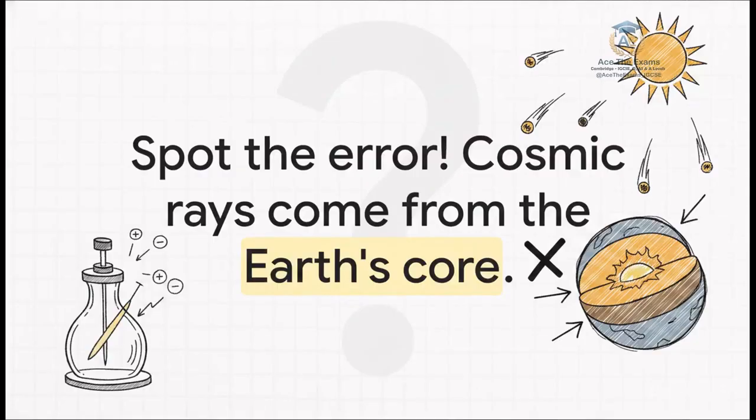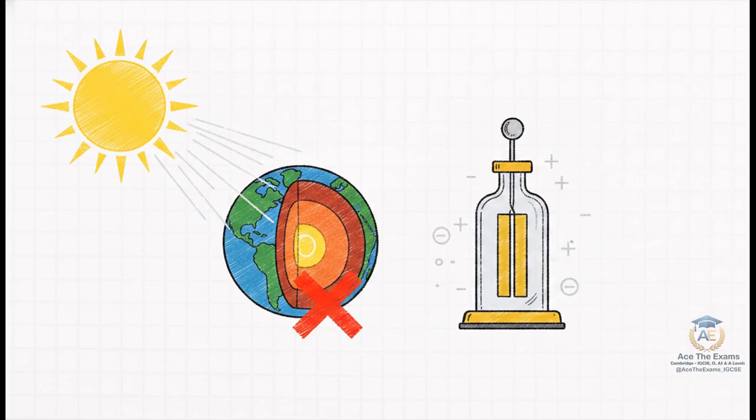All right, let's do a quick pause and predict challenge to test your instincts. What are the 2 fatal scientific errors in this statement? Cosmic rays come from the Earth's core and cause a charged electroscope to gain charge. Read that one more time carefully. Do you spot the mistakes? An examiner would ruthlessly cross that out with a giant red pen.